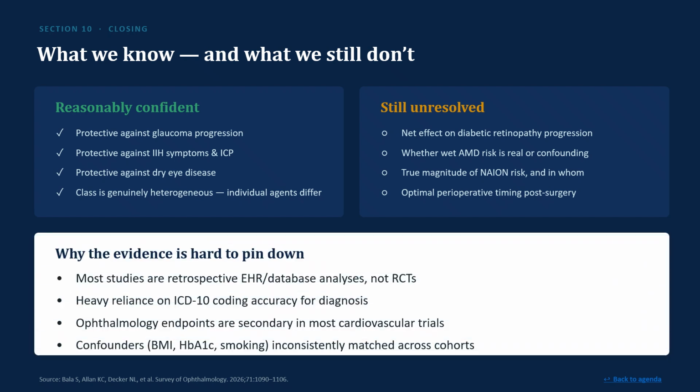Now, why is the evidence so hard to pin down? Because most of these studies are retrospective electronic health record or database analyses and not randomized controlled trials. There is heavy reliance on ICD-10 coding accuracy for diagnosis, and ophthalmology endpoints are secondary in most cardiovascular trials. The confounders like BMI and HbA1c are inconsistently matched across studies.